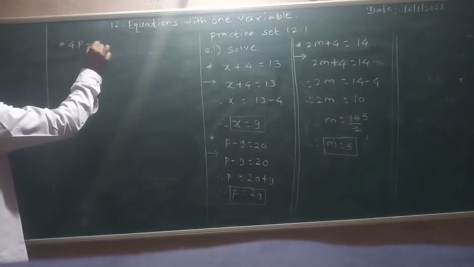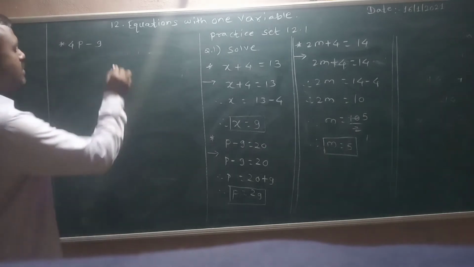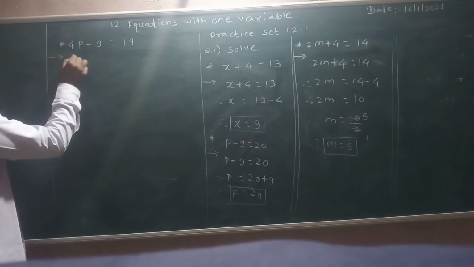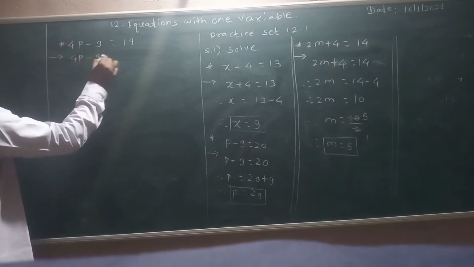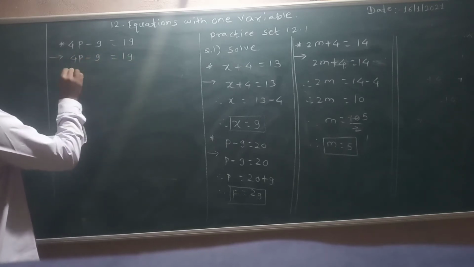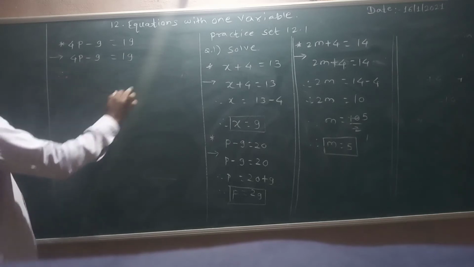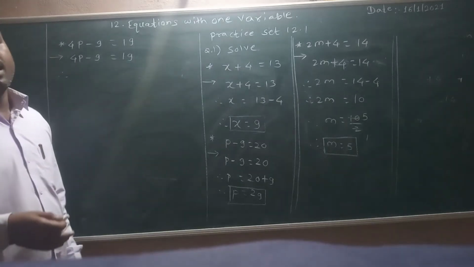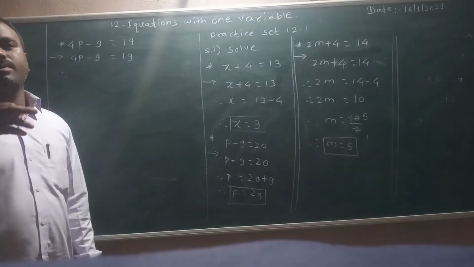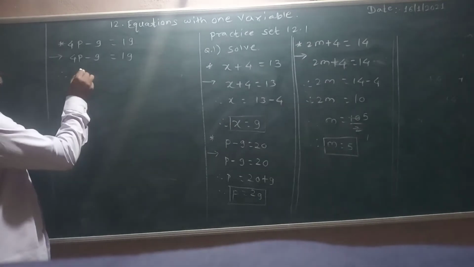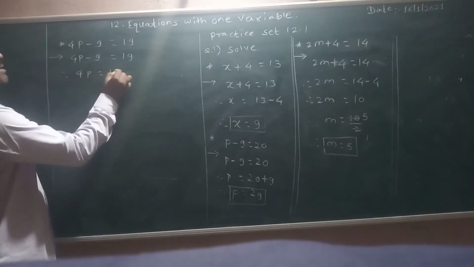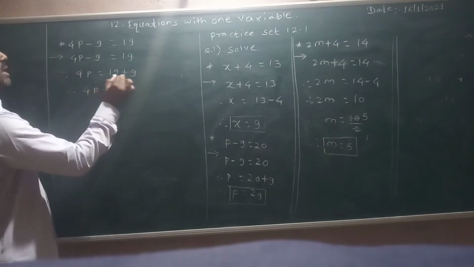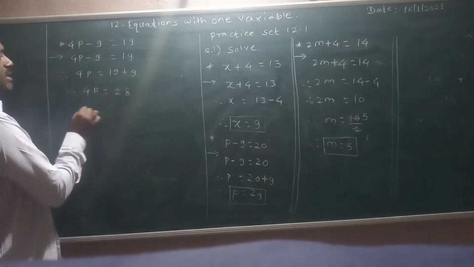4p minus 9 is equal to 19. Therefore, we can write 4p minus 9 is equal to 19. Therefore, minus 9 we have to transfer towards the right hand side. After transposing, minus 9 will convert into which number? It is a plus 9. 19 plus 9. 4p is equal to 19 plus 9, 28.